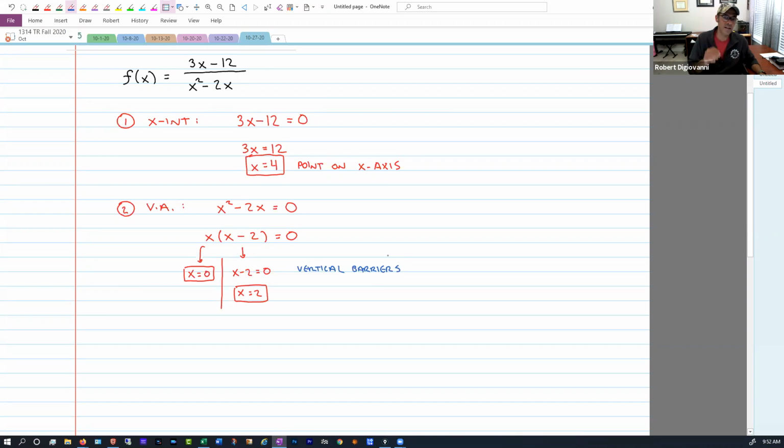They're not technically part of the graph, but they will help us draw the graph. So we're going to put those in there as vertical dotted lines when it's time, all right? Let's go to step 3. I'm going to try and squeeze step 3 in over here.